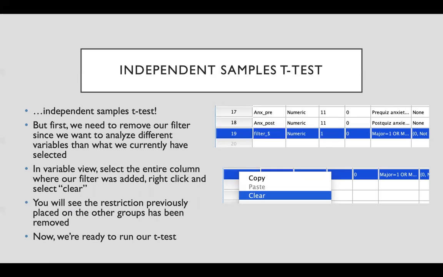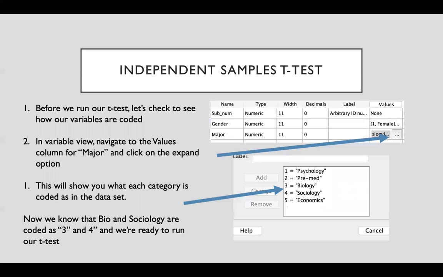So in order to do that, t-tests are great because they allow you to select which variables you want to look at when you do the test. But before we run the test, we have to see how our variables are coded. So we have to go to variable view, and then we have to find the row for major, and then we go to the values section of the major, and you click the little 3 dots to expand it, and then you can see what each category is. So 1 and 2 are psychology and pre-med, which we know because we just did. So 3 and 4 are biology and sociology.